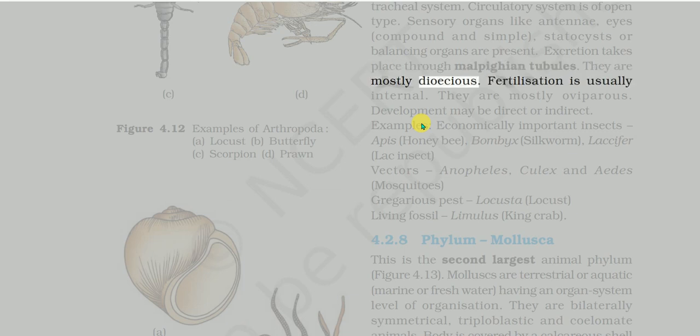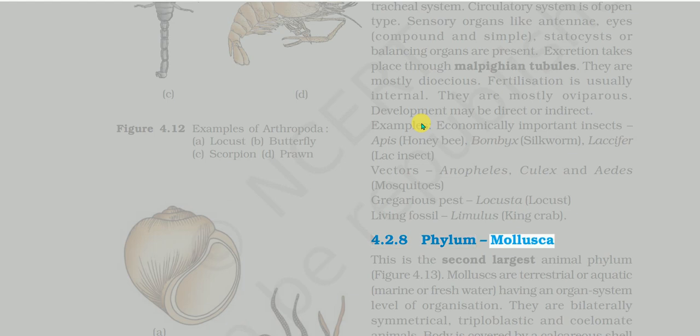They are mostly dioecious. Fertilization is usually internal. They are mostly oviparous. Development may be direct or indirect. Examples: economically important insects: Apis, honeybee, Bombyx, silkworm, Laccifer, lac insect, vectors: Anopheles, Culex, and Aedes, mosquitoes. Gregarious pest, Locusta, locust, living fossil, Limulus, king crab.